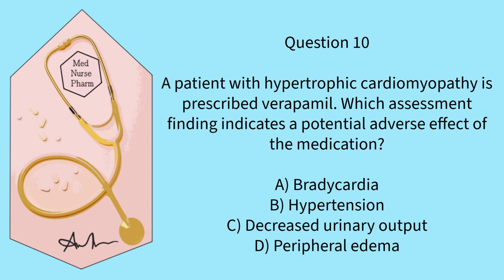Question 10. A patient with hypertrophic cardiomyopathy is prescribed verapamil. Which assessment finding indicates a potential adverse effect of the medication? Bradycardia, hypertension, decreased urinary output, peripheral edema. Pause the video and select your answer.